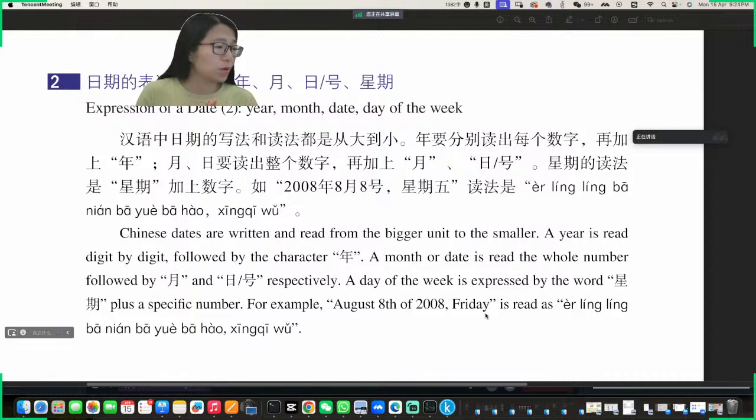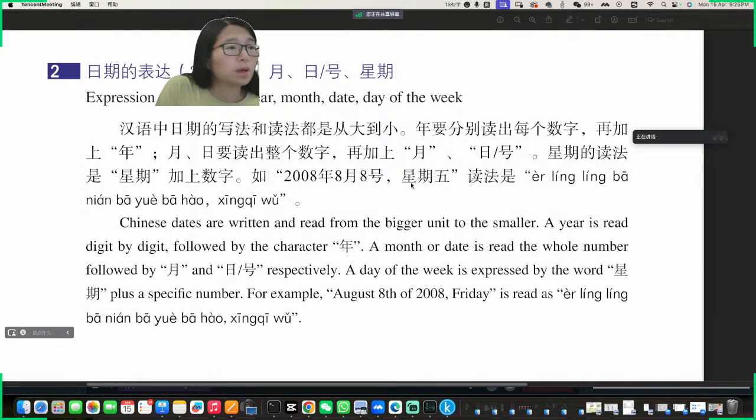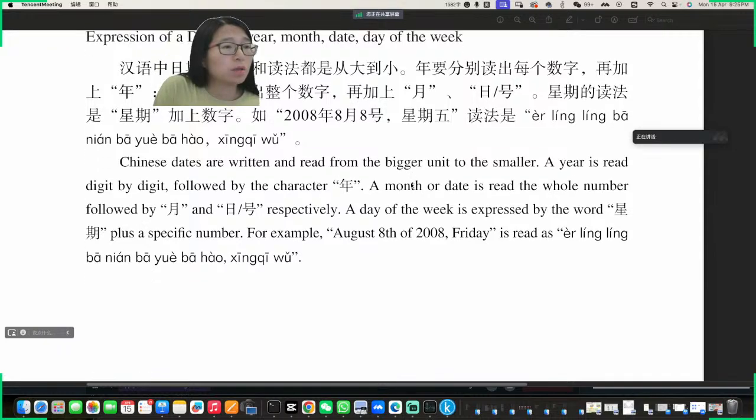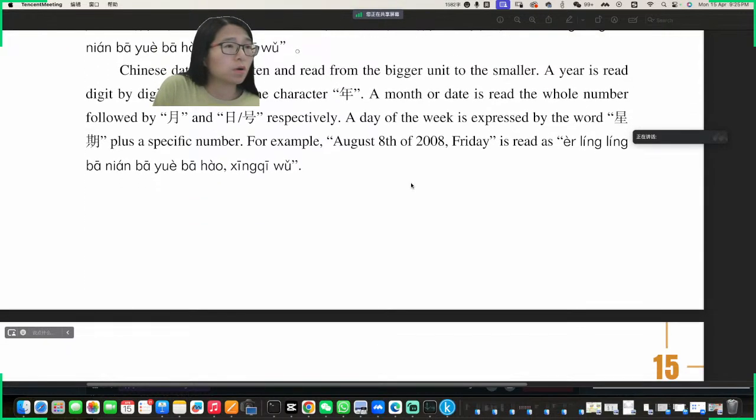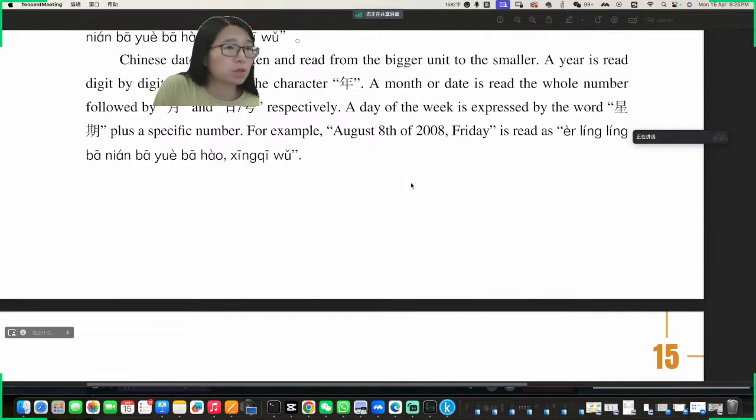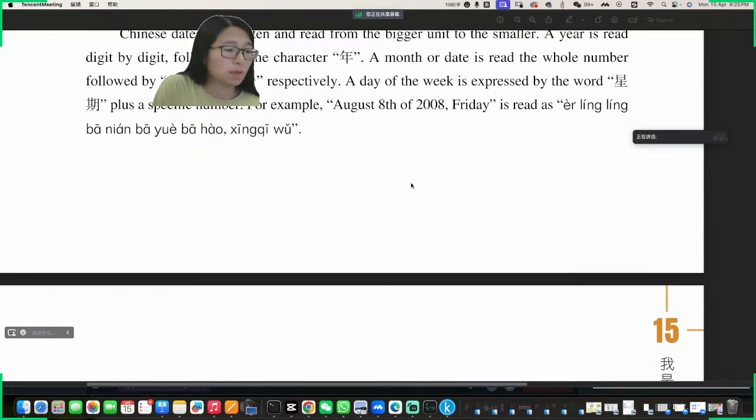Okay, now we are going to talk about how Chinese people express a date. If you want to say a complete date, you need to say the year, month, date, right? Sometimes you can also add the day of the week. So how do you say it? Actually very easy. In the Chinese way, we always say something from the bigger unit to the smaller unit. It's not like English.